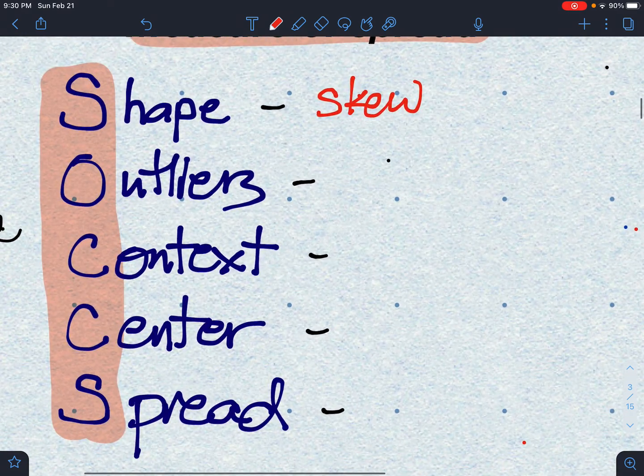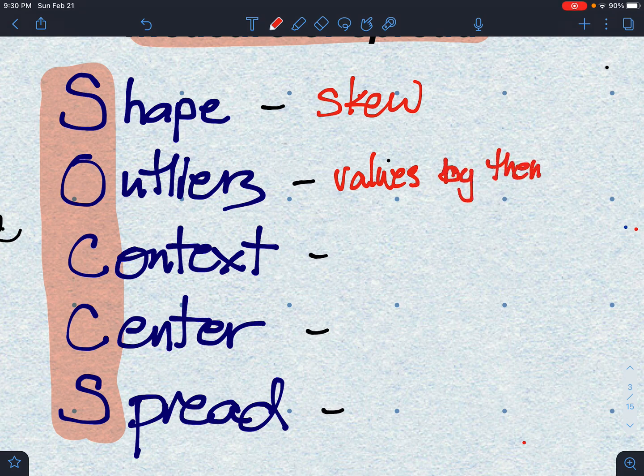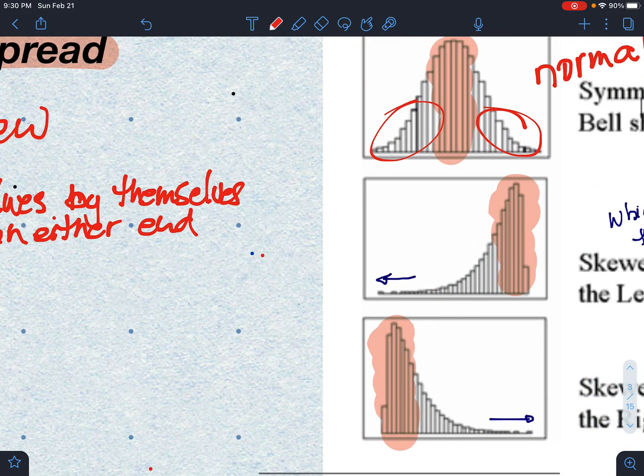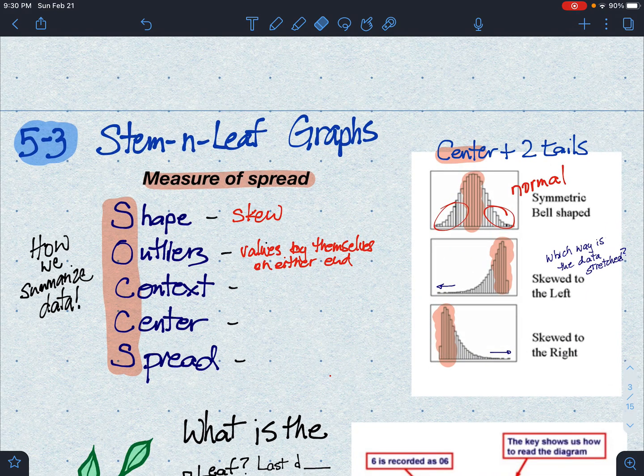Second, are there outliers? Are there values by themselves on either end? Sometimes we get a little value way over here, right? And that often is referred to as an outlier. We'll talk about what that means a little bit more in the next lesson.